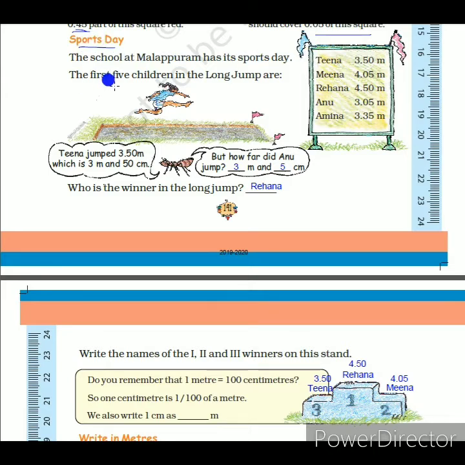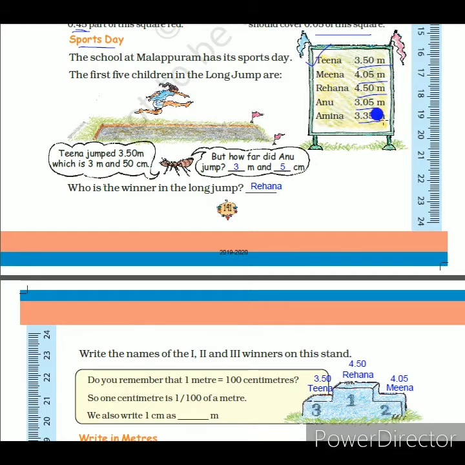The first 5 children in the long jump are given here. We have given a scoreboard in which 5 different children have their scores, the scores they have taken in the long jump. First one is Tina, 3.50 meter, Meena 4.05 meter, Rihanna 4.50 meter, Anu 3.05 meter and Amina 3.35 meter.